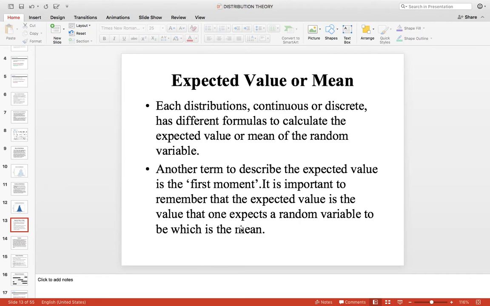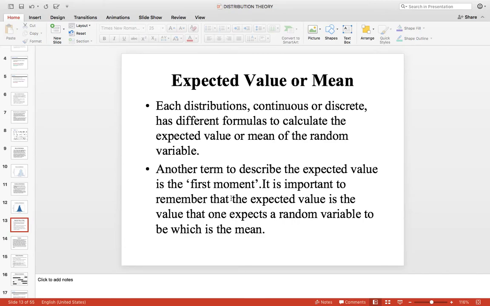So you have to multiply the x value by its probability, which you calculate from the distribution, and then get the mean. So the formula for expected value is the summation of xi times p of xi, which gives you the mean. Another term to describe the expected value is the first moment. You also call it the first moment.